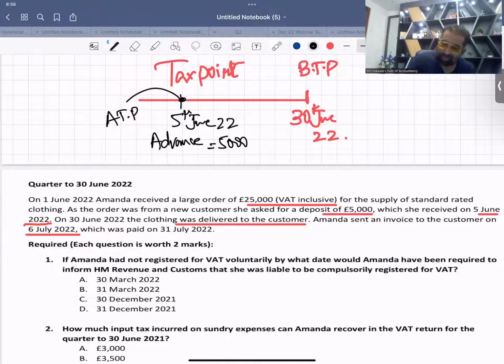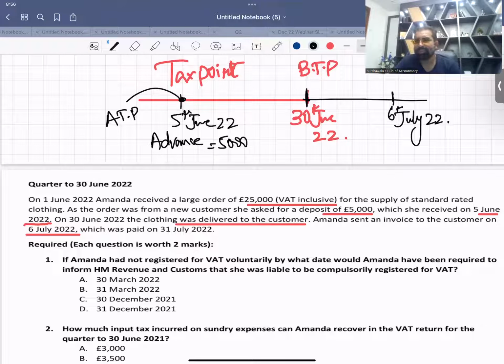Now, next thing. You again come to the BTP, and yes, you issued the invoice on 6th of July 22. So that means you issued the invoice within 14 days. So this date will become the ATP for the next 20,000.